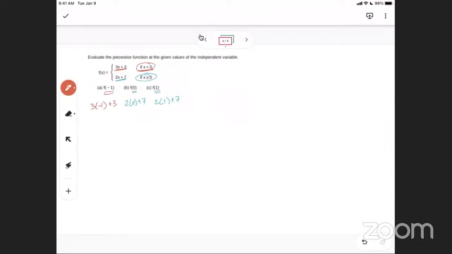So this is -3 plus 3, which is 0. So there's your answer. This is 0 plus 7, which is 7. So there's your answer. And this is 2 plus 7, which is 9. So there's your answer. Those are your 3 answers.